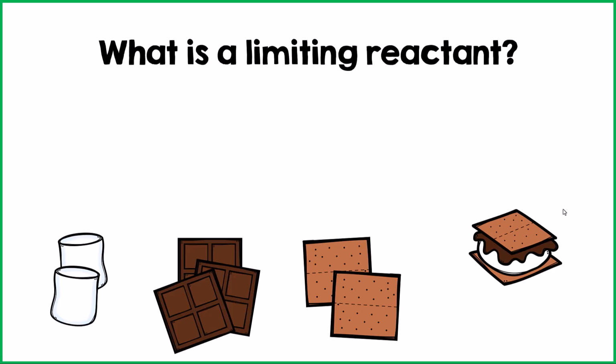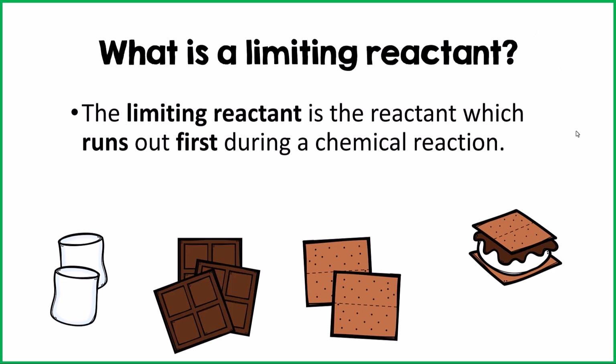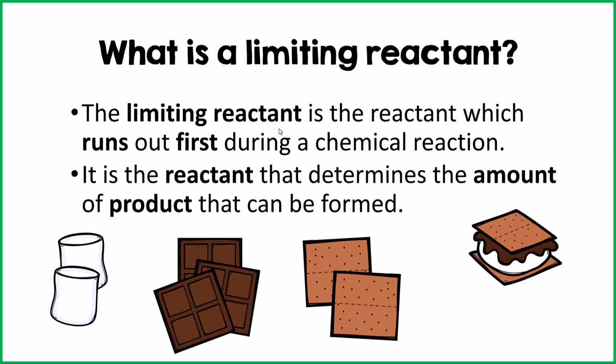So in some of the previous questions, I told you to ignore the in excess part of the question. Now we're going to get into why that's important. What is a limiting reactant? The limiting reactant is the reactant which runs out first during a chemical reaction. So it makes sense here, the terminology. A limiting reactant is one that is limiting the amount of product that can be made. So it's the reactant that determines the amount of product that can be formed.